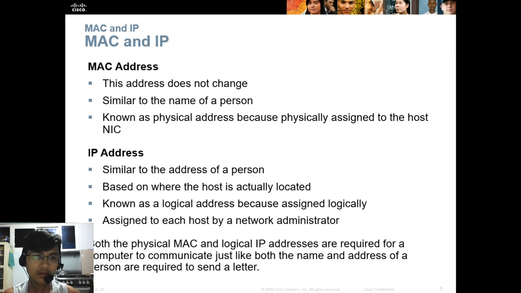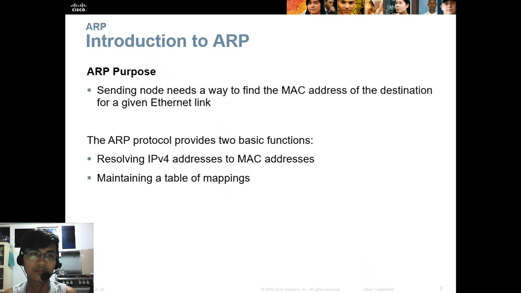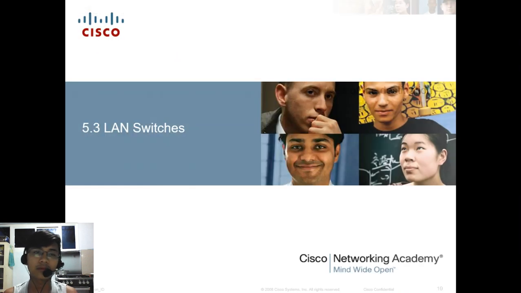IP address, similar to the address of a person, based on where the host is actually located, known as a logical address because it is assigned logically, assigned to each host by a network administrator. Our purpose, sending, needs a way to find the MAC address of the destination for a given Ethernet link. ARP provides two basic functions: resolving IPv4 addresses to MAC addresses, and maintaining a table of mappings.